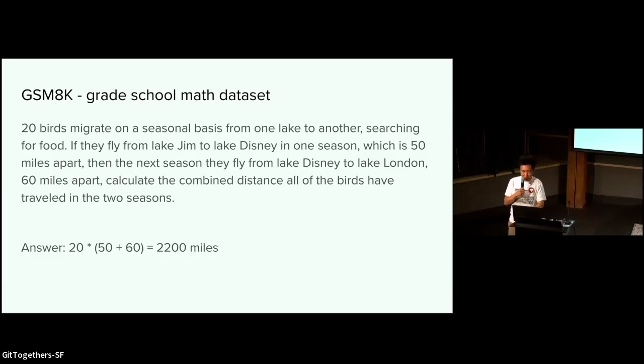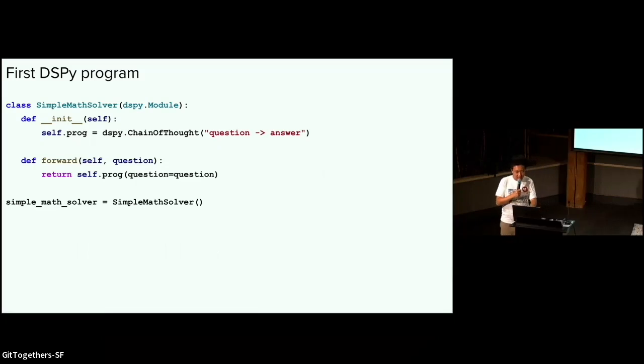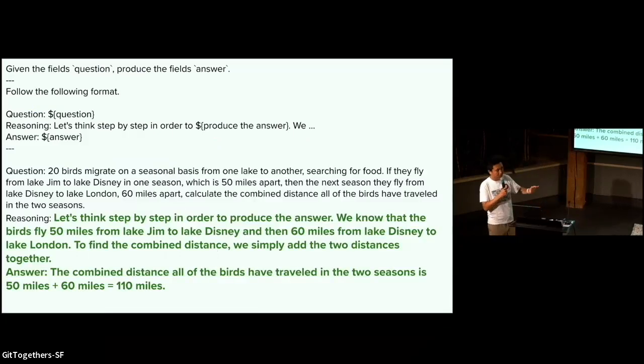multiply that by 20 birds. So the first DSPy program we can build is very simple. It's just a one module program. We write it in this way, but you could write this in a one-liner as well. This program essentially just has one chain of thought module that takes the math question and gives you a math answer. And this is what DSPy will generate.